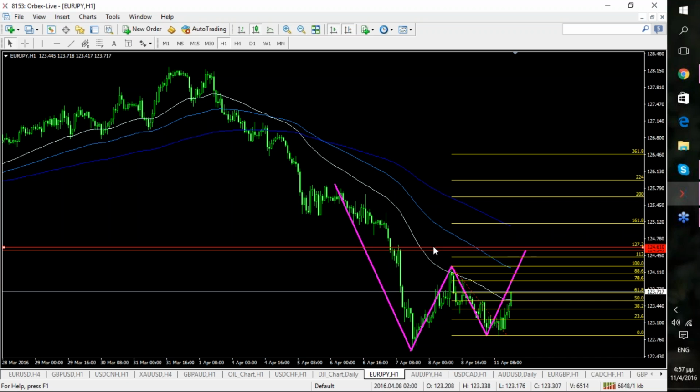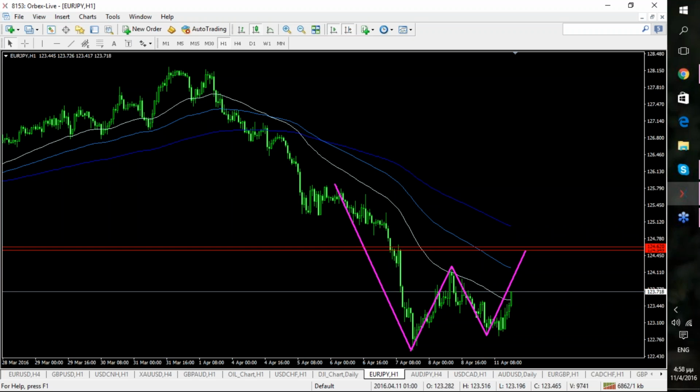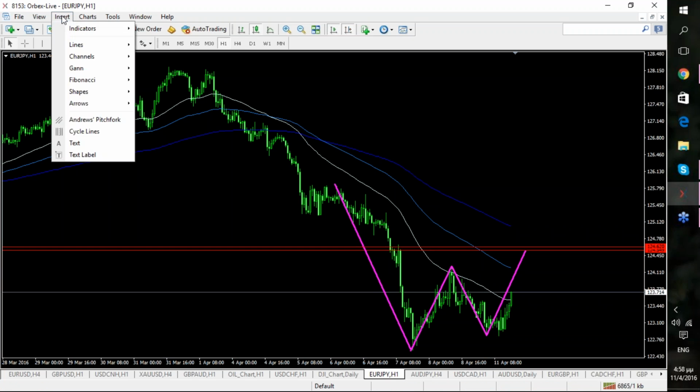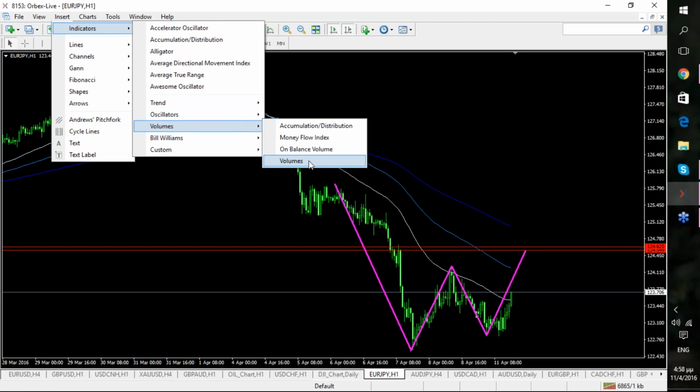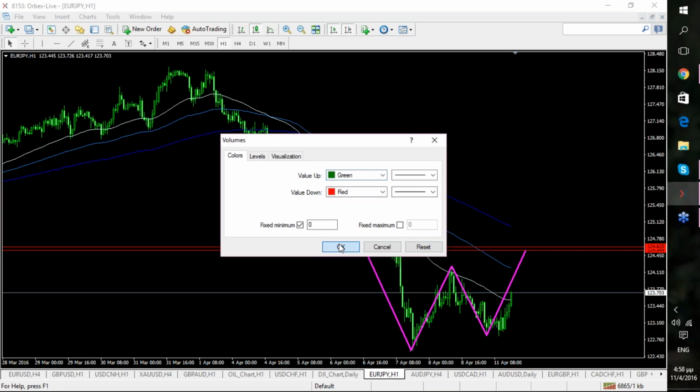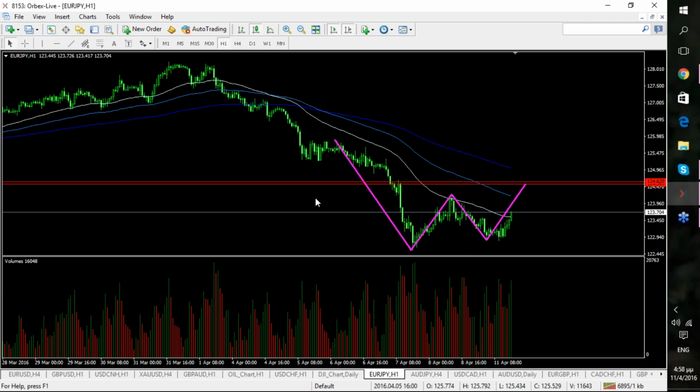So let's unclick that. Take that away. Now, the other thing is, if I want to confirm this W-like pattern, I would like to look for divergence, and I usually use the volume indicator as a rough indicator to look for divergence.